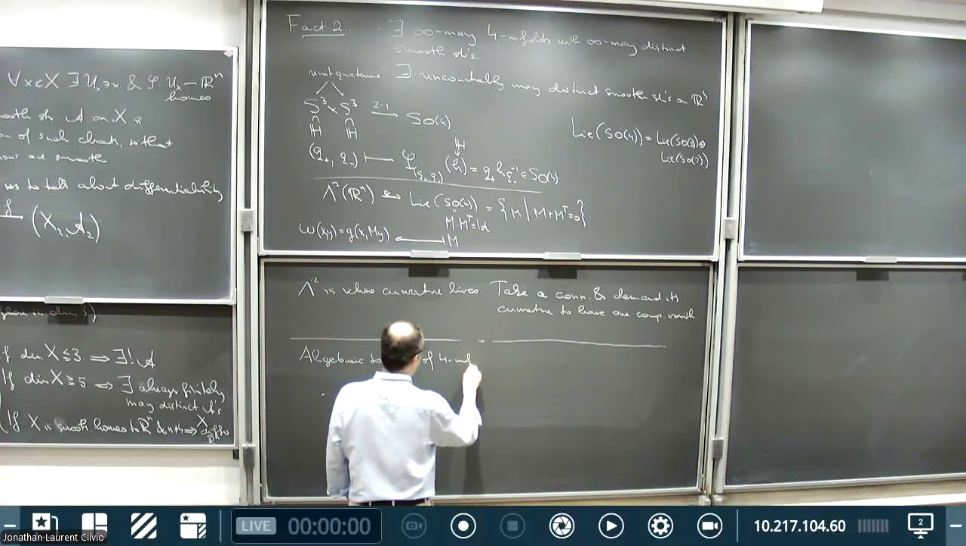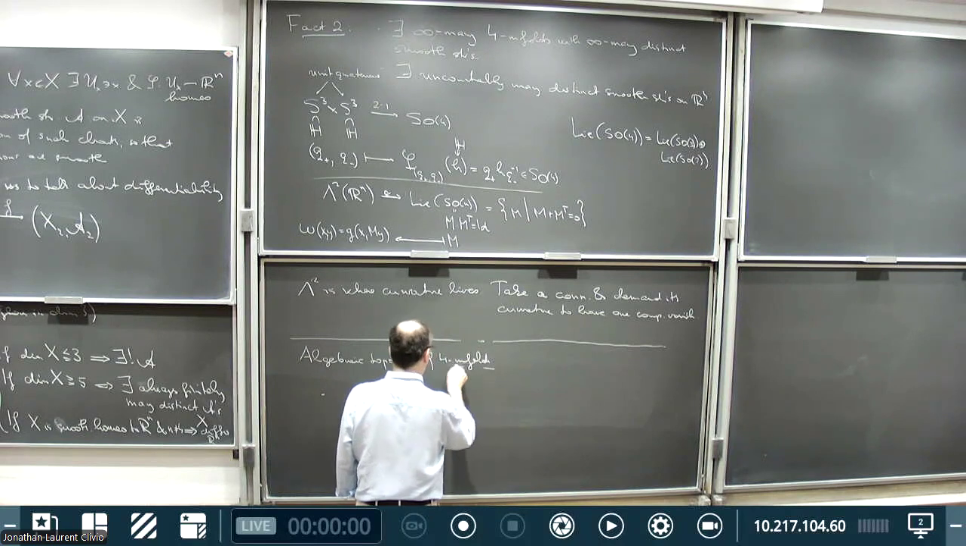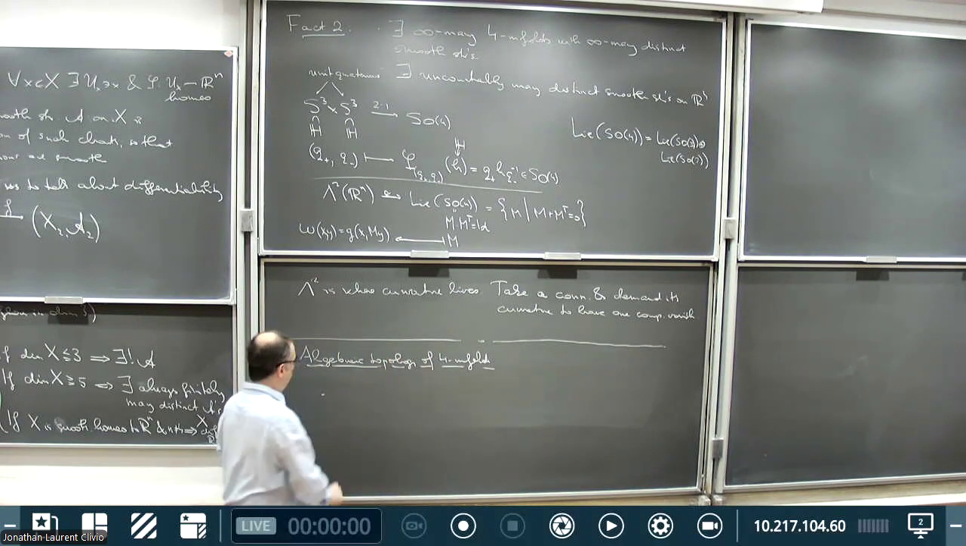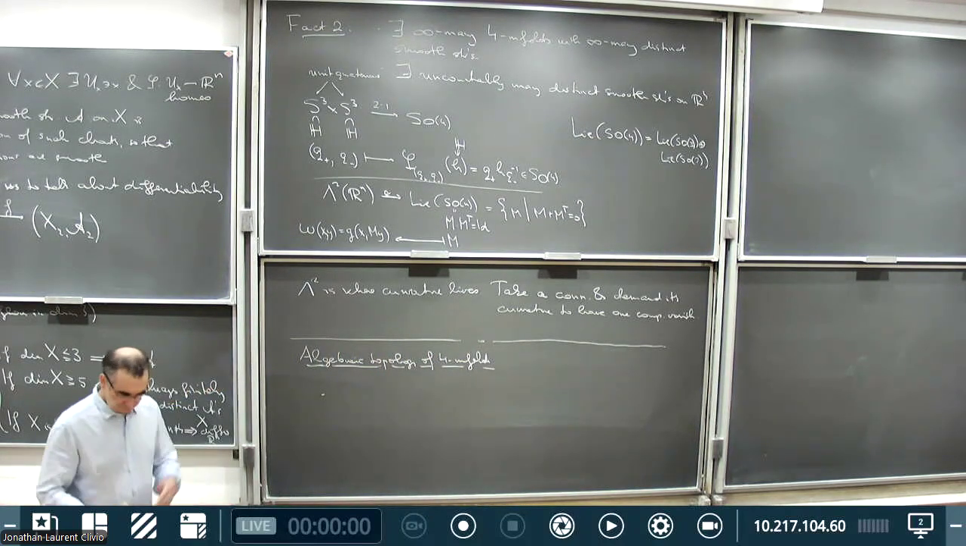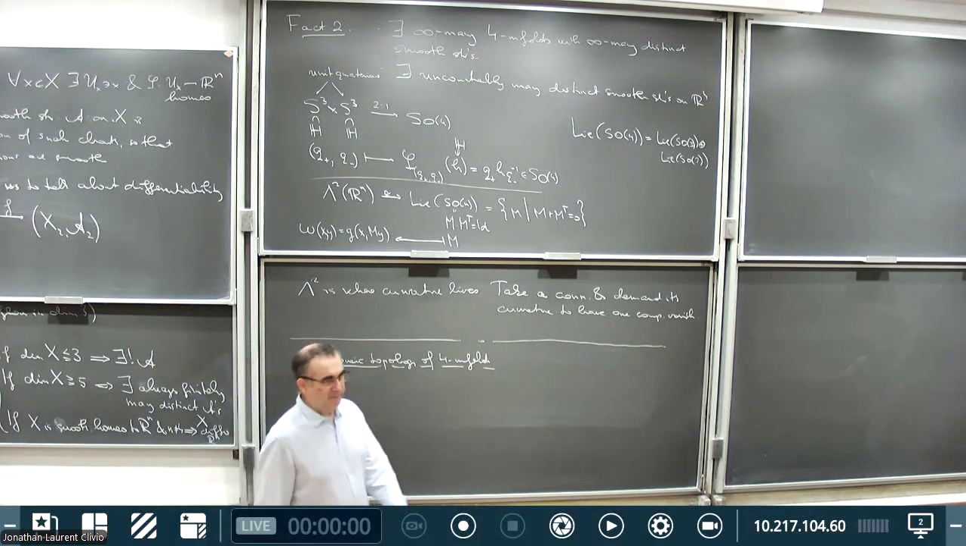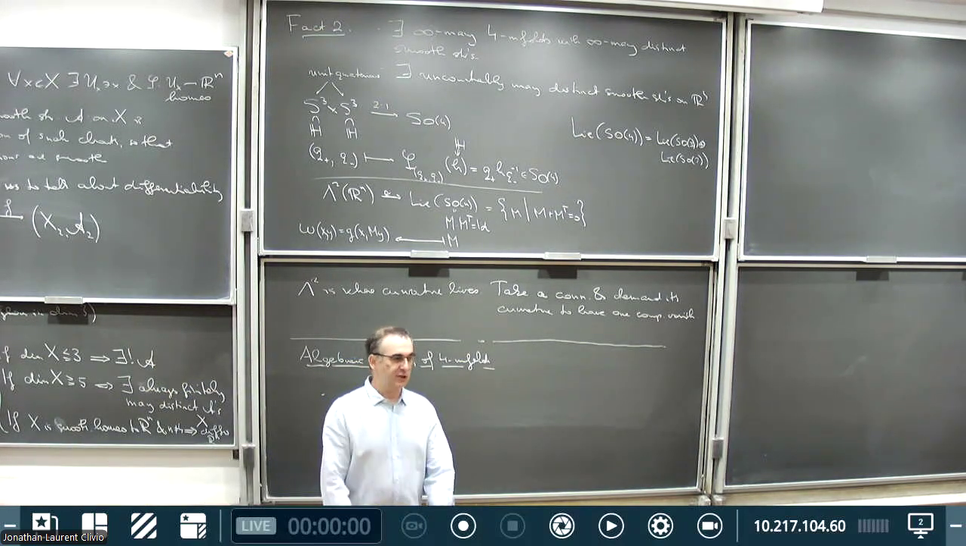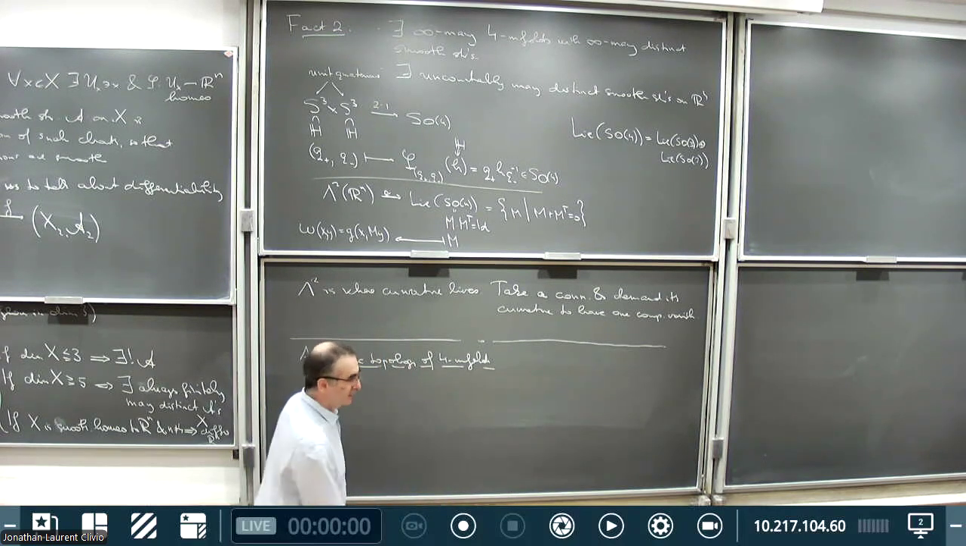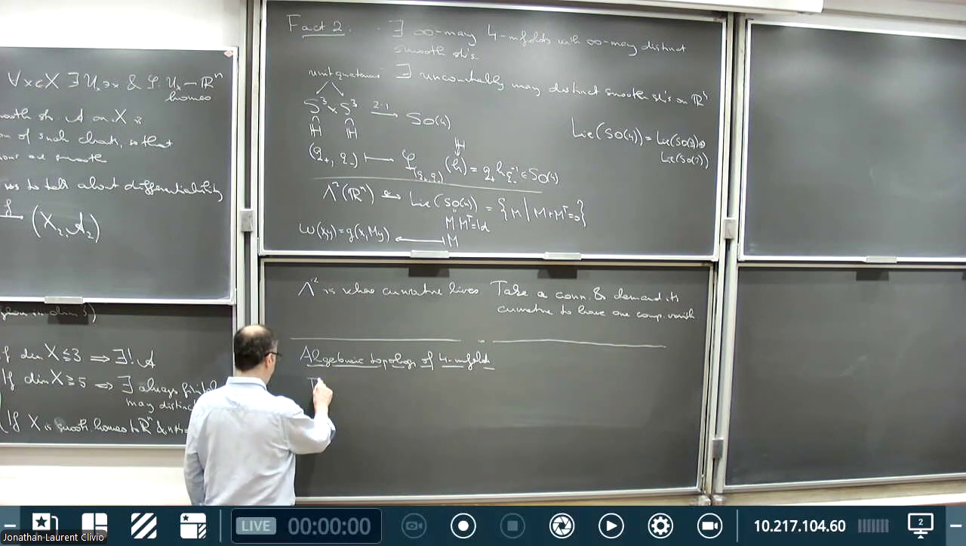Four manifolds. So whenever you have a manifold or a topological space, the first question is the fundamental group. The name already suggests that you have to understand that. And here's a fact.